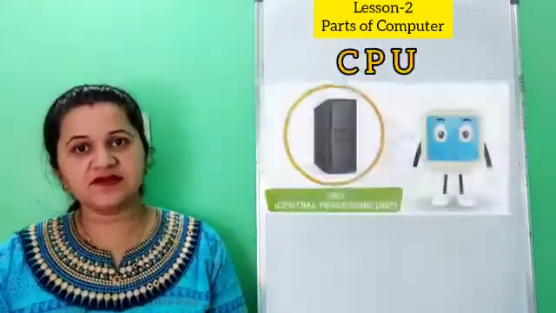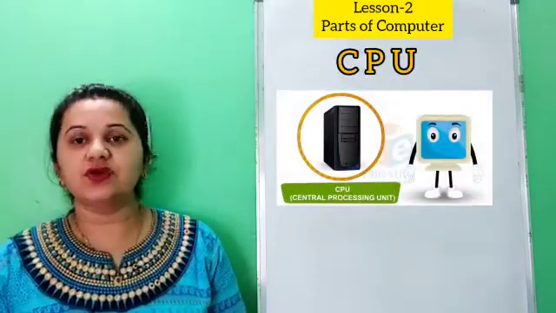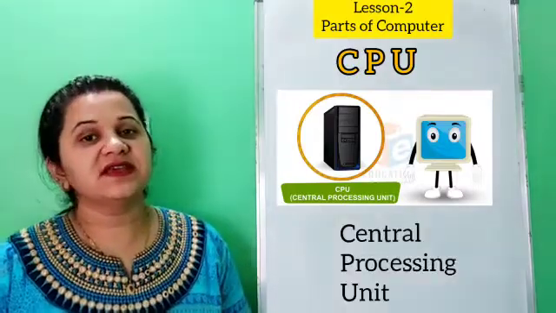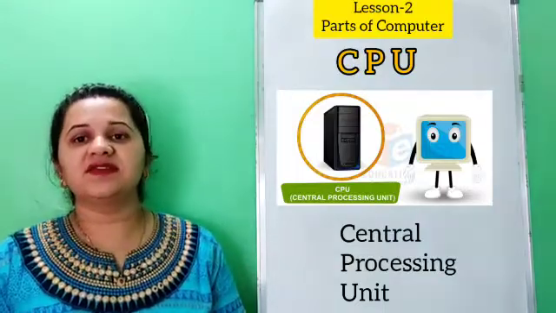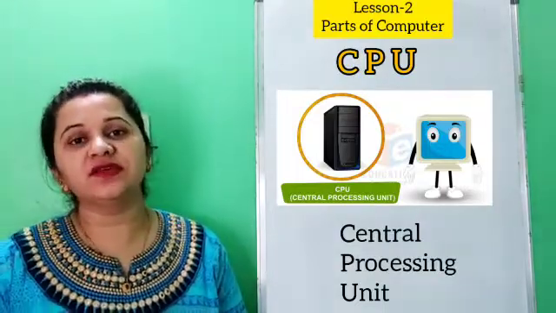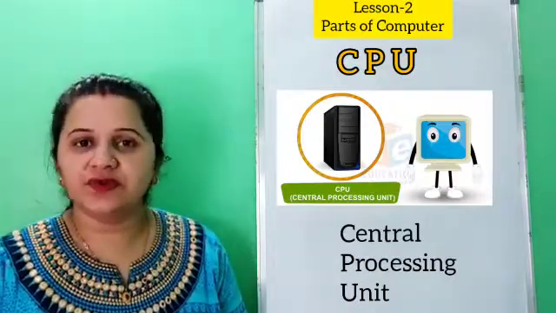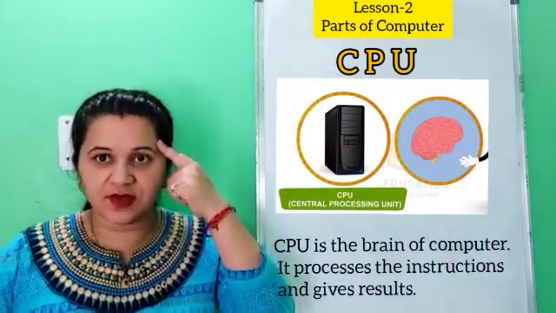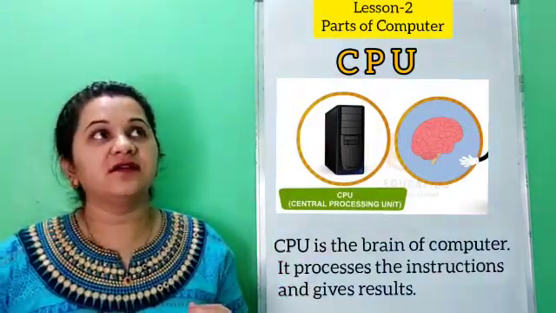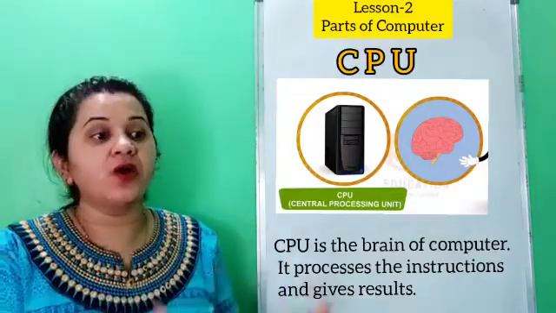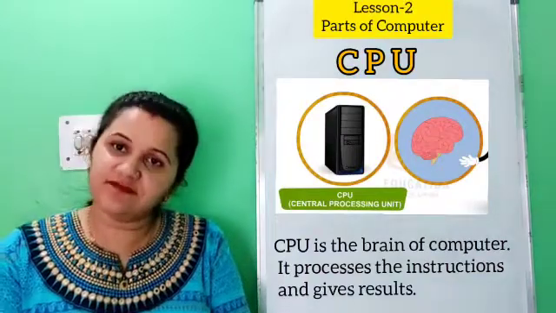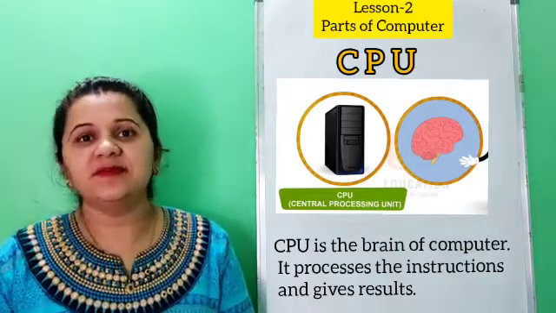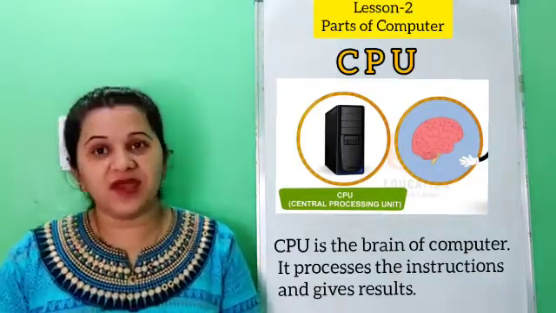Okay children, the next part is CPU. Now children, what is a CPU? What is the full form of CPU? Yes children, C stands for central, P stands for processing, and U stands for unit. Central Processing Unit. Now children, as a human body, we have a brain to think. We can analyze the things, how to do the things, when to do the things. The same way, computer also has a brain. Yes, that is called CPU. So CPU is known as the brain of computer.